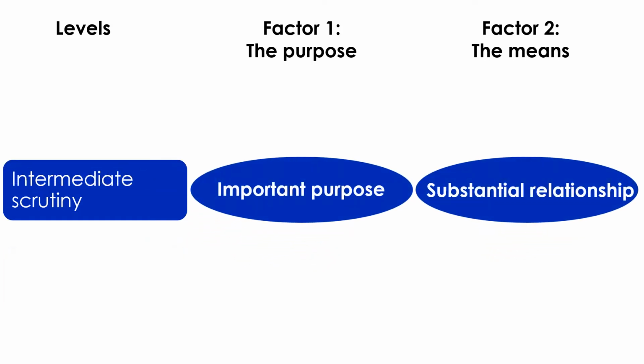The intermediate scrutiny is more challenging for the government. Now the government must show, first, the law has an important purpose. Second, the methods used in the law are substantially related to achieving that important purpose.